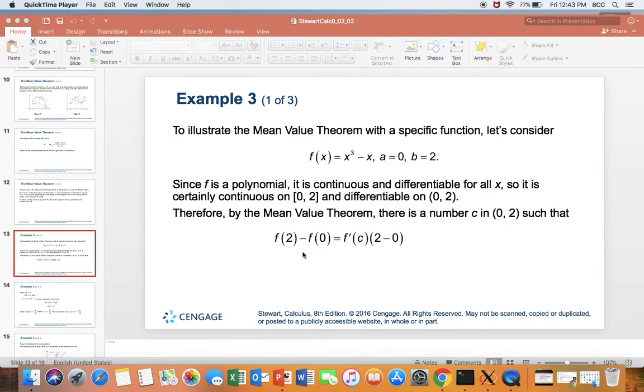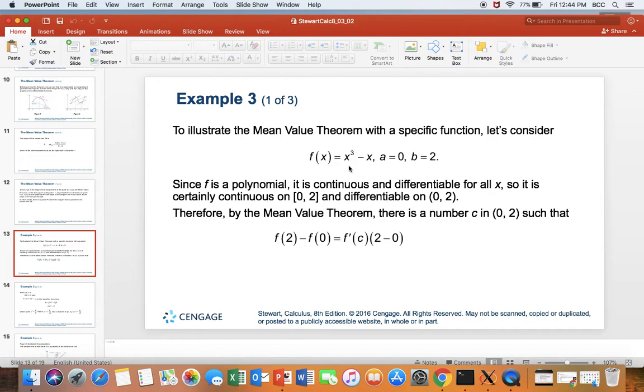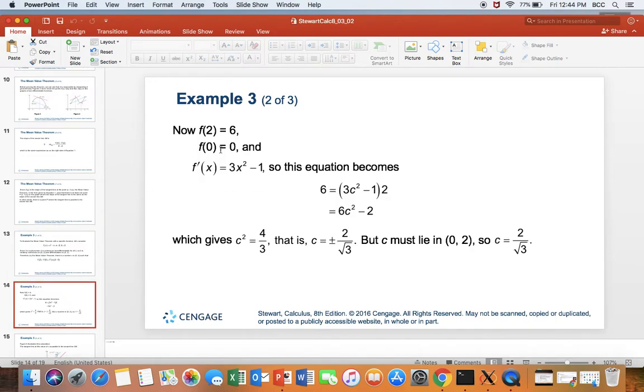So f(2) minus f(0) over 2 minus 0. They have simply cross multiplied and gotten 2 minus 0 here. So this is the result of the mean value theorem. So let's figure out what f(2) is. Plugging in 2 here, you get 8 minus 2. f(2) is 6. What about f(0)? Plugging in x equals 0, you get 0 minus 0, which is 0.